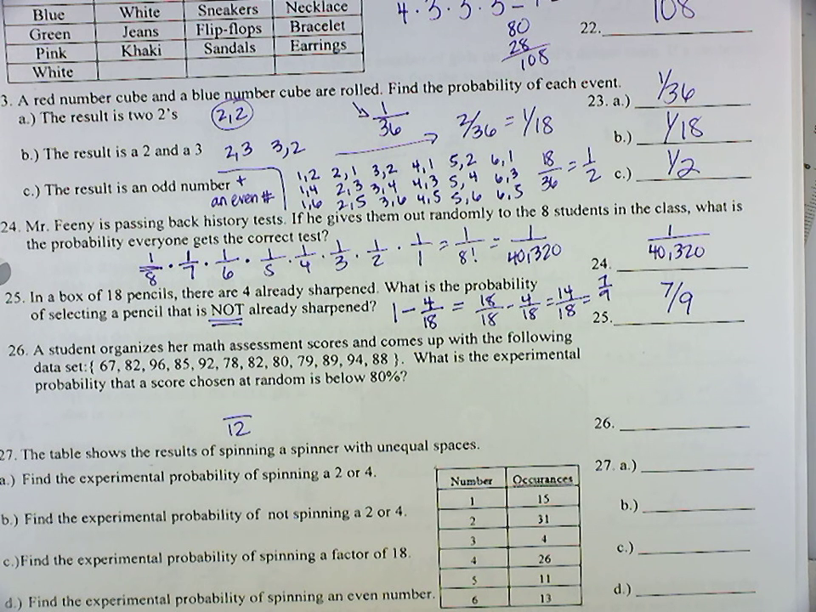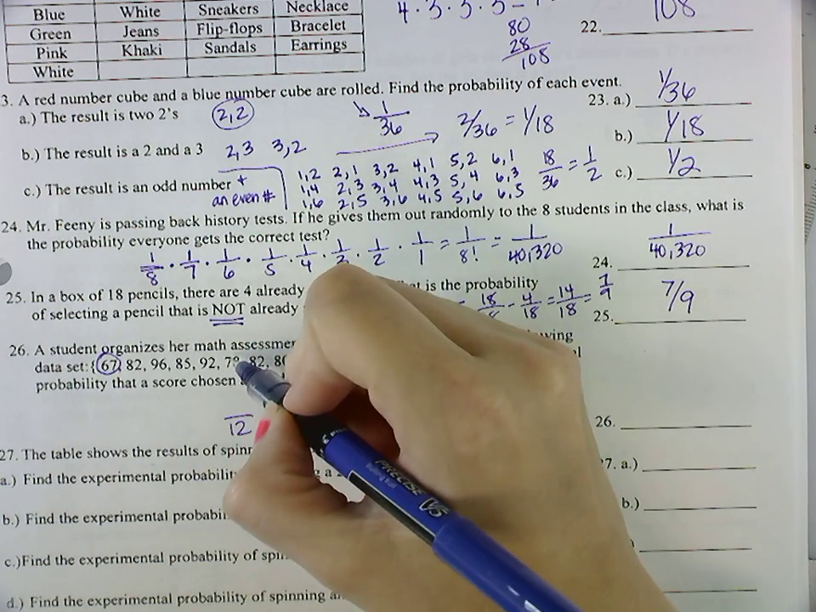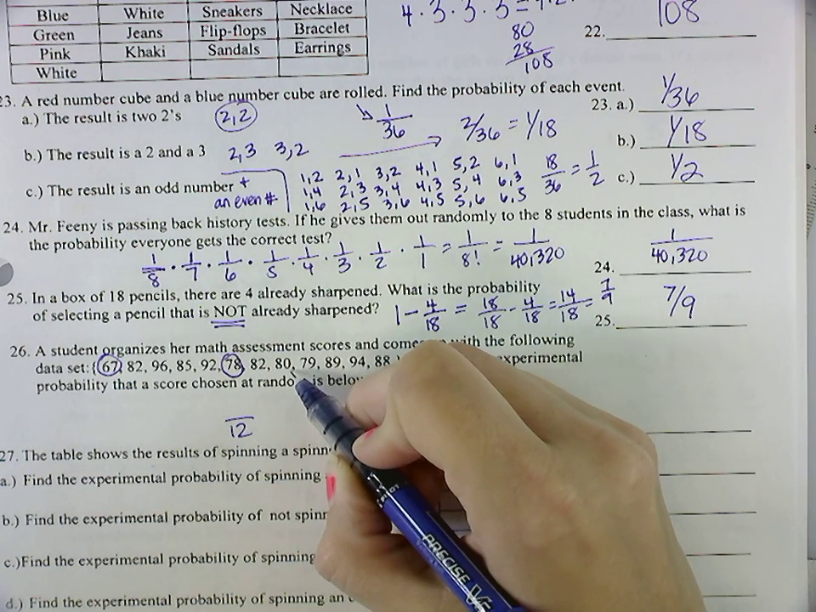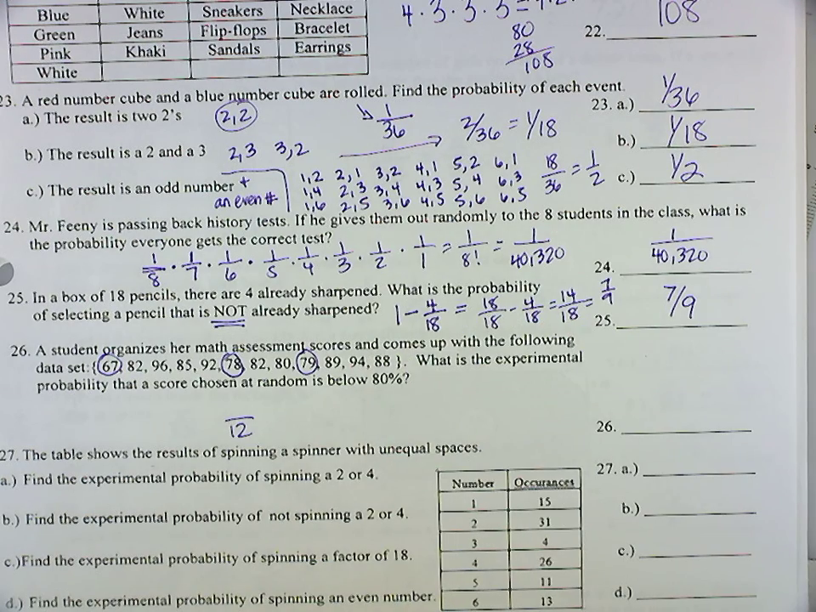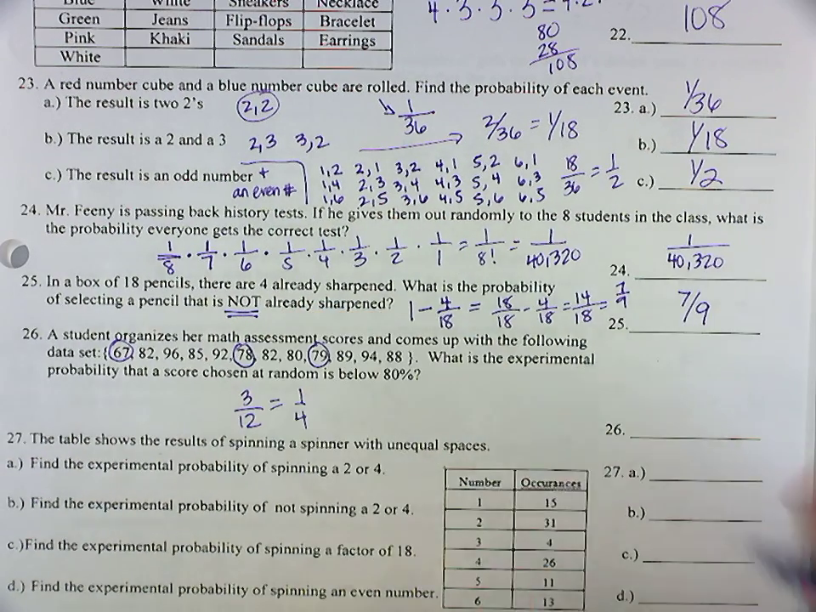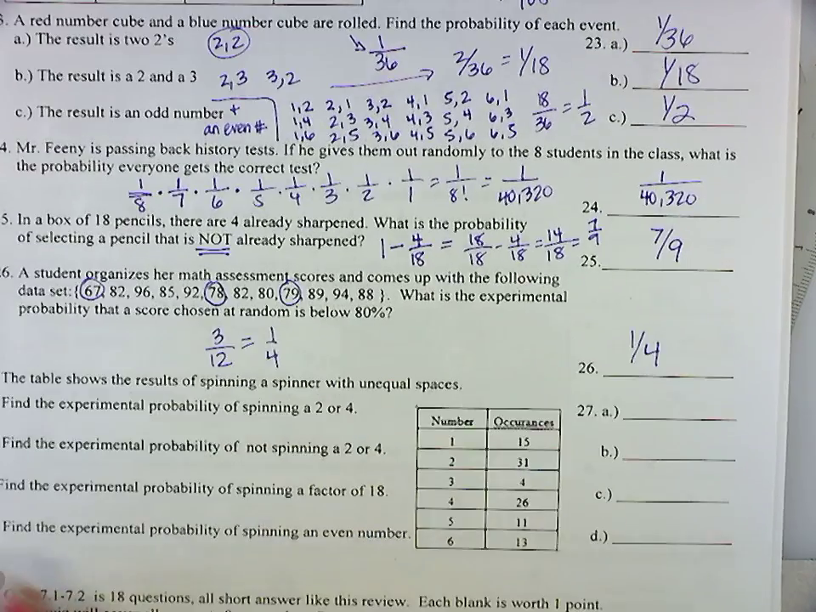And it says, what's the experimental probability that a score chosen at random is below 80? So I'm going to go through and circle the ones that are below 80. Notice that it says below, it does not say equal to. So 78's below 80. 80 is not below 80, it's equal to, so I'm not going to circle that. 79 is below. And then I think that's it for all the ones that are below. So it's 3 out of 12, and that will reduce to 1 out of 4. So there's the probability of 1 out of 4 that a random score chosen is below 80%.